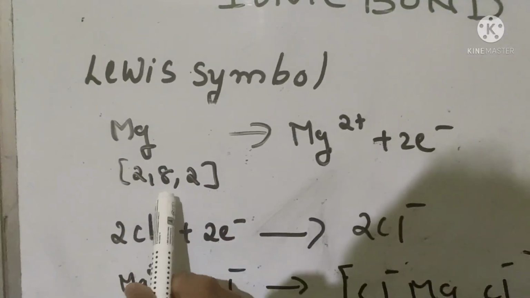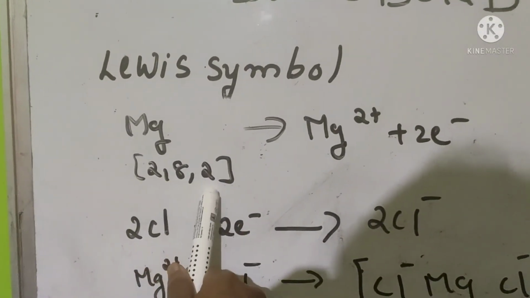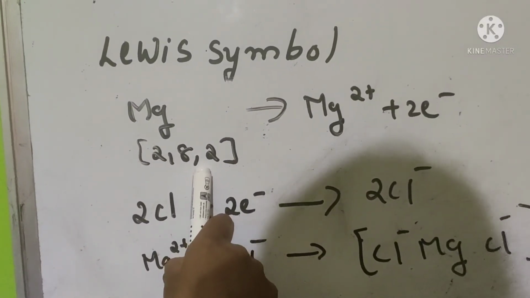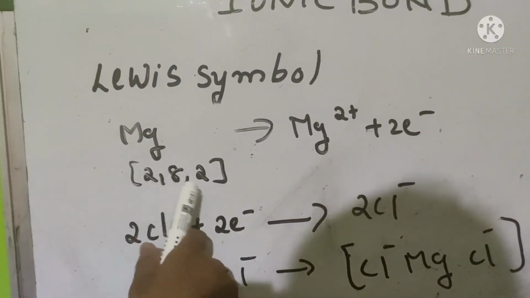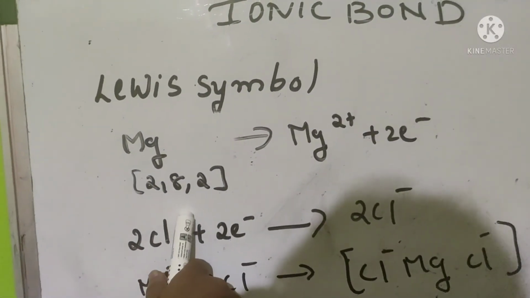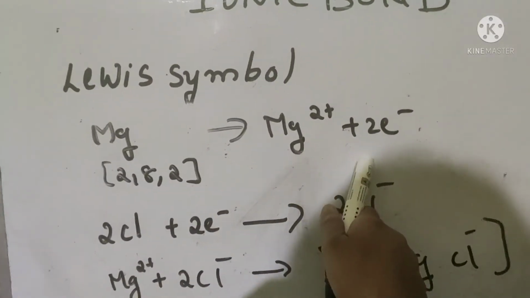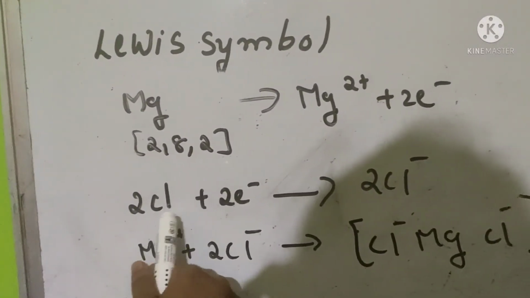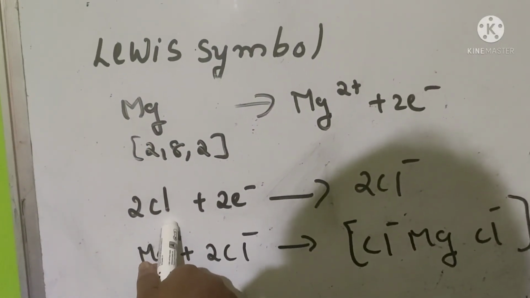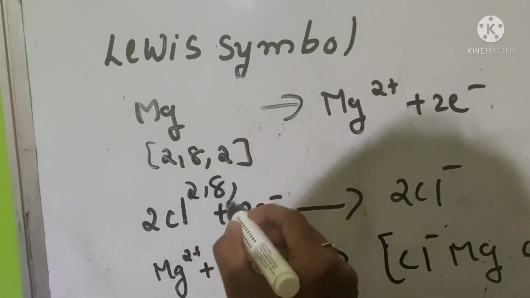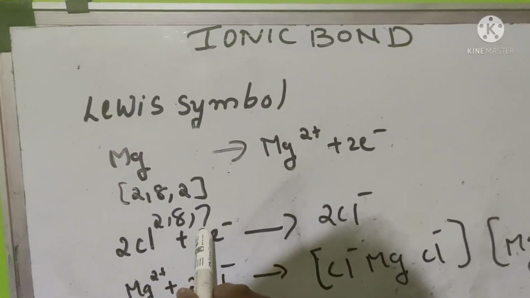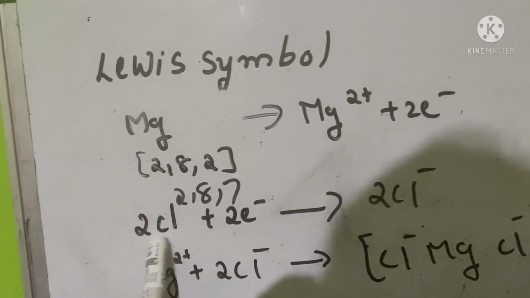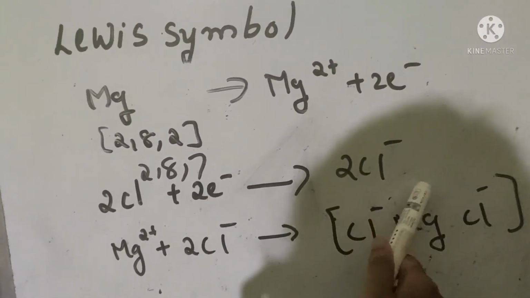Here the magnesium. What is the electronic configuration of magnesium? 2, 8, 2. Its atomic number is 12. If 2 electrons are removed or lost from magnesium, it attains the stable electronic configuration. So magnesium loses 2 electrons. It is bonded with 2 chlorine atoms. The electron configuration of chlorine is 2, 8, 7. It needs one more electron to attain the stability. Here there are 2 chlorine atoms. That is 2Cl plus 2e minus gives 2Cl minus.